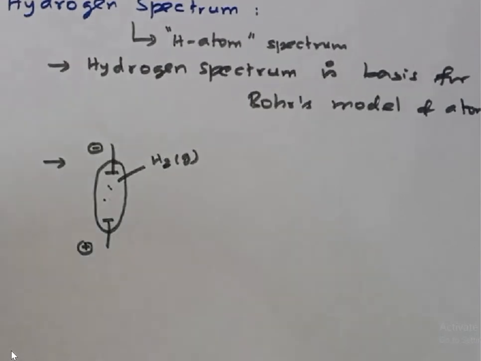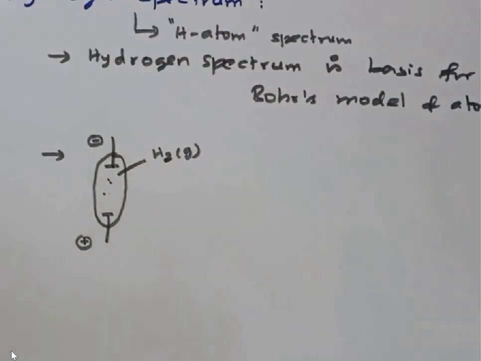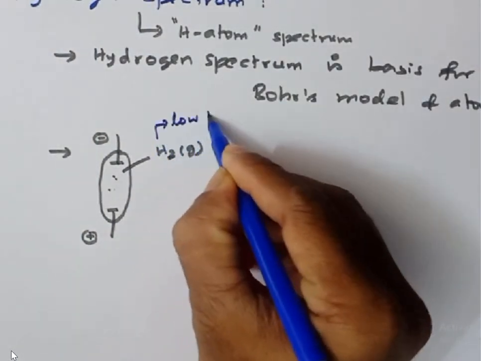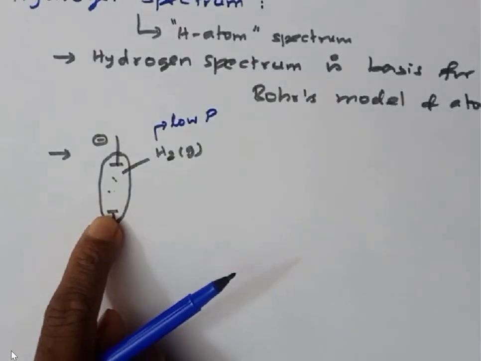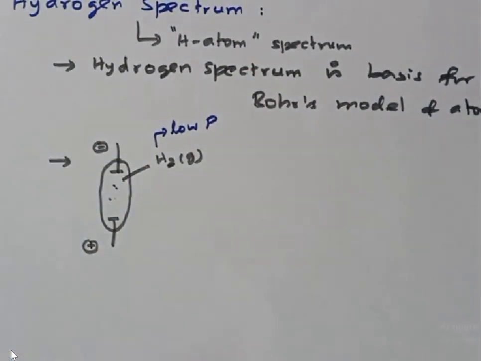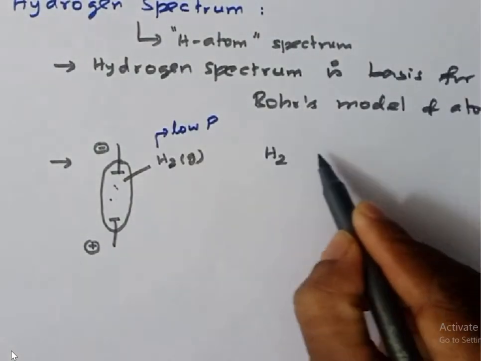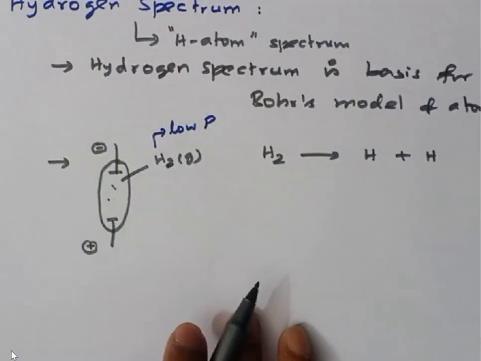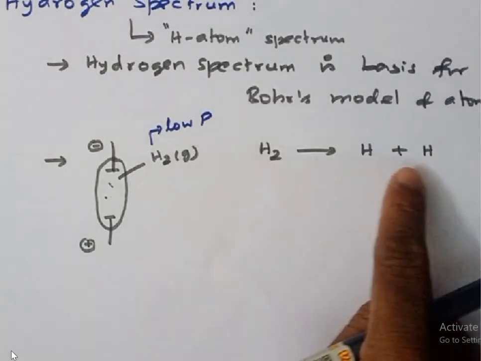And when we apply very high voltage, above 5000 volts, you should take the hydrogen gas at very low pressure. You take hydrogen gas at low pressure and between the electrodes apply very high voltage. What will happen when you apply very high voltage? This hydrogen molecule undergoes dissociation and produces hydrogen atoms. Let me write like this. Hydrogen molecules split into hydrogen atoms. One molecule produces two atoms.